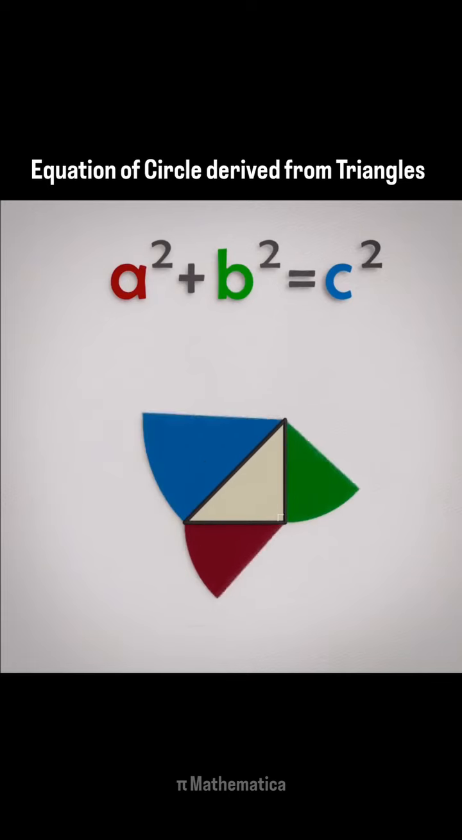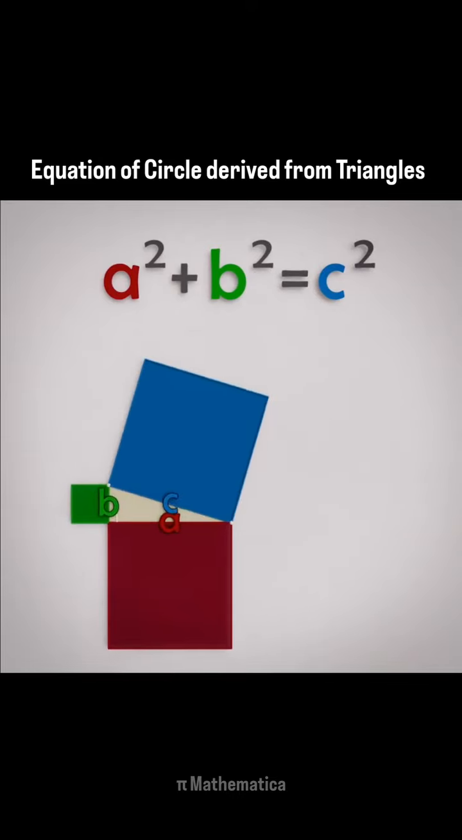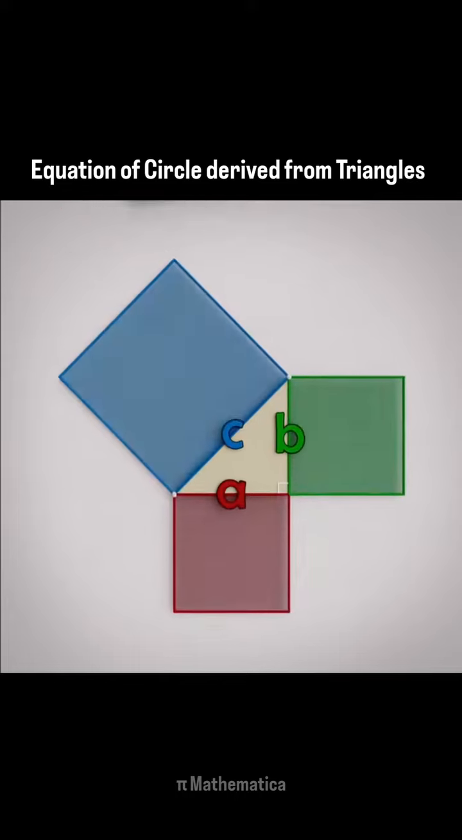Let's see. The Pythagorean theorem states that in any right triangle, if you make squares out of each side, the two squares made from the legs of the triangle together have the same area as the square made from the hypotenuse. No matter how you squash or stretch a right triangle, this will always be true. Let's play with this pattern a bit.